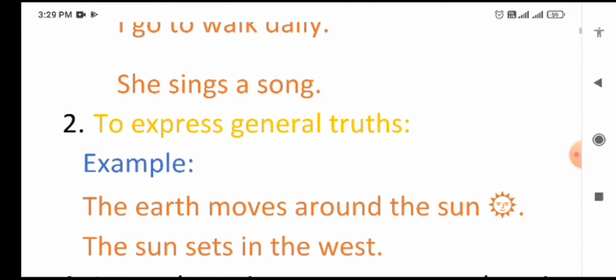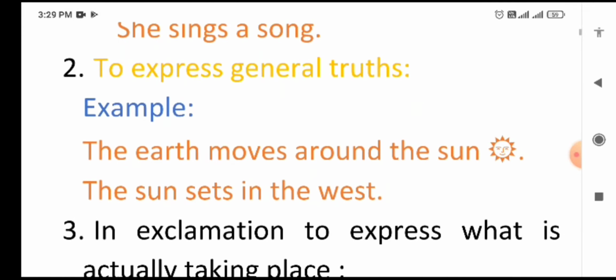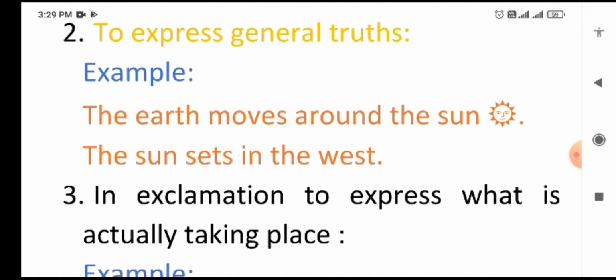Number 2. Present indefinite tense is also used to express general truths, scientific principles, and facts, etc. Examples are: the earth moves around the sun, the sun sets in the west, the stars shine in the sky, water boils at 100 degrees Celsius, ice melts above 0 degrees Celsius, etc.